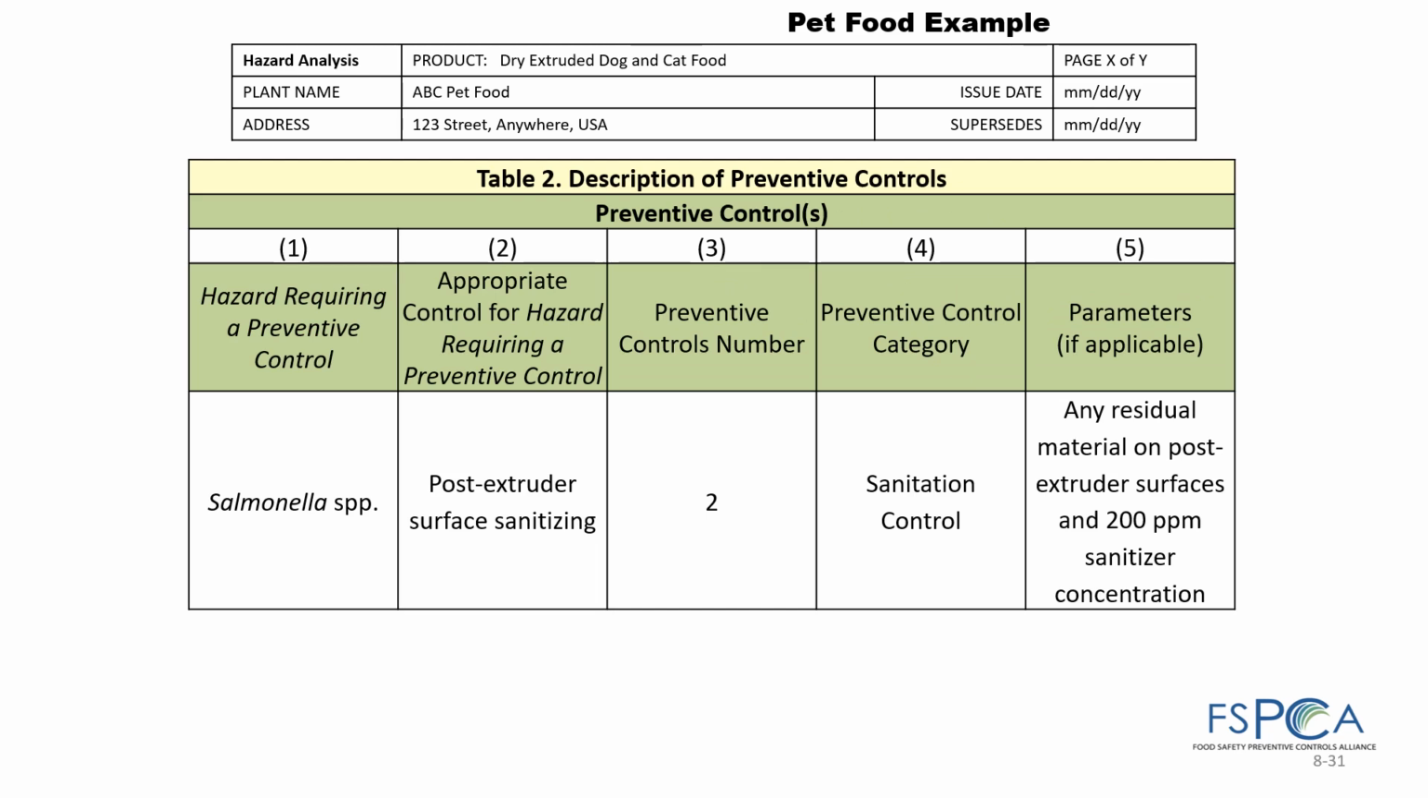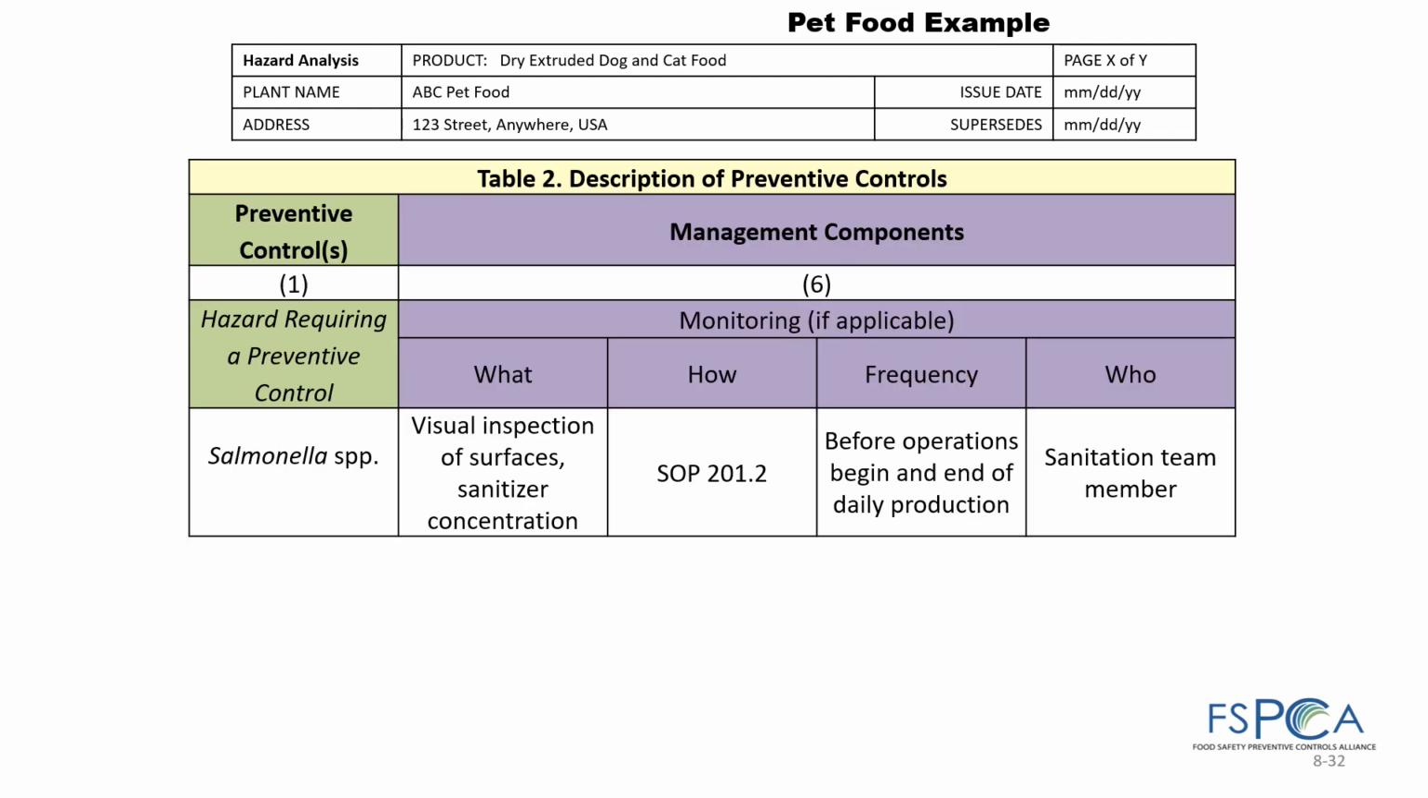The parameters that we set, we looked at these a little bit as we read through the SOP: any residual material on post-extruder surfaces and 200 parts per million sanitizer concentration. So two things I'm monitoring, and those are my parameters that I'm going to use to monitor them. What I'm monitoring is that visual inspection and the sanitizer concentration. How am I going to do that? Well, looky there, I have an SOP that I can follow to make sure that I'm doing those things correctly. Frequency: before operations begin and end of daily production. Who's doing it? Sanitation team member.